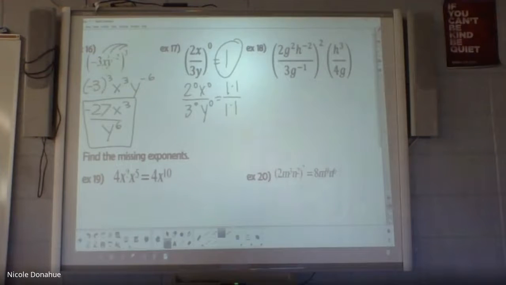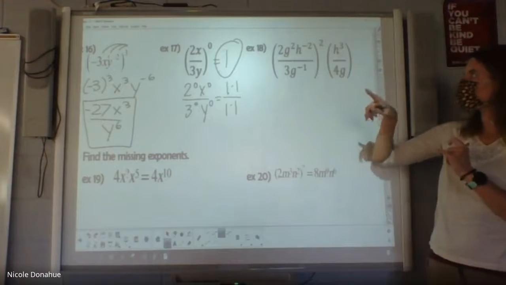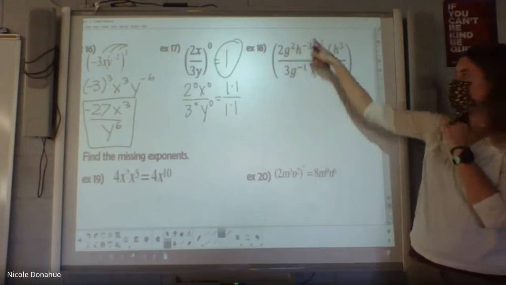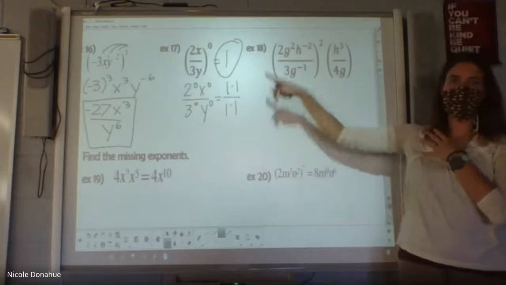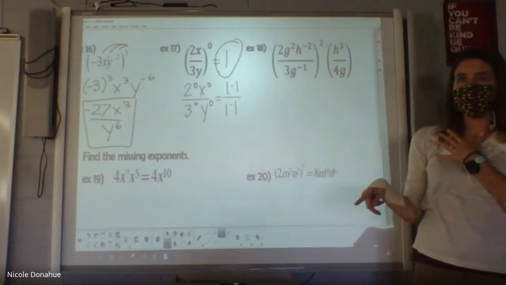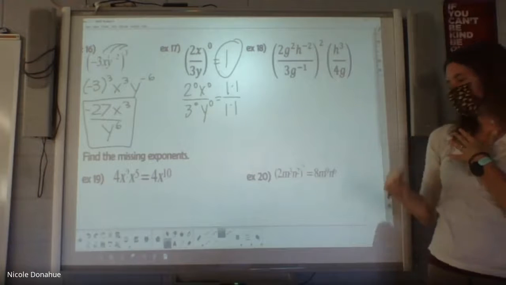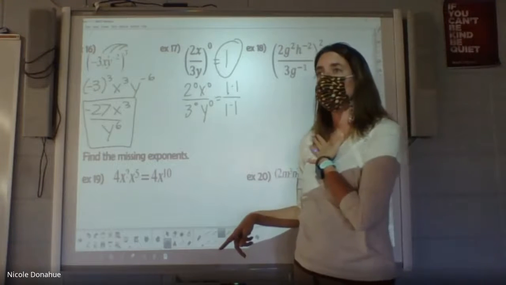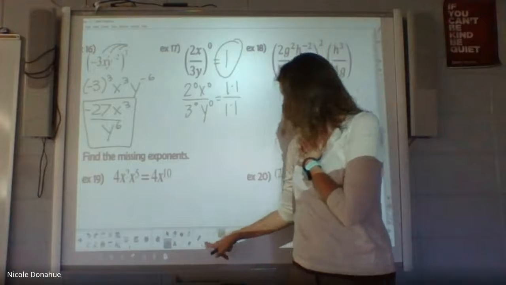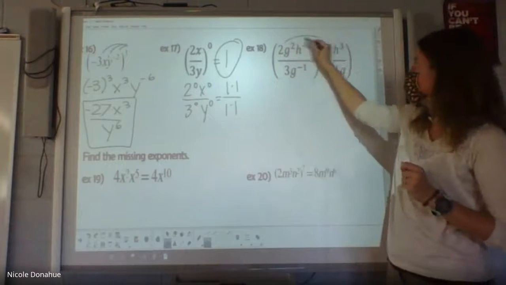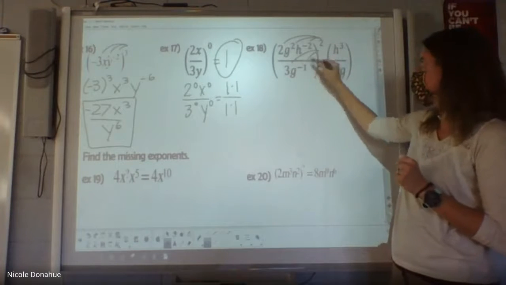Now number 18, a little bit tougher problem here. We have a lot going on here. So this second power can be distributed in. But if you notice, you can do some simplifying first. Do you want to do that? Or just distribute it? Just distribute. Okay. So we can just distribute in if you want. You could have simplified first, but not a huge deal either way.